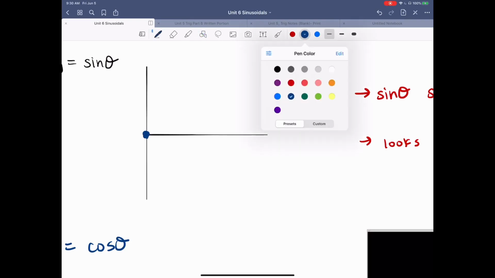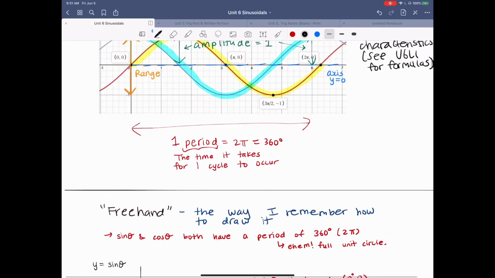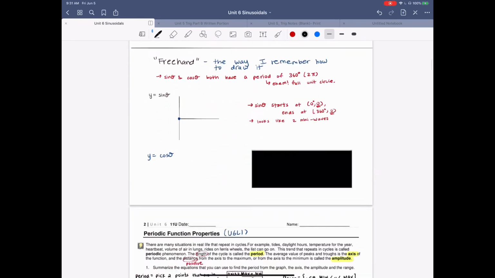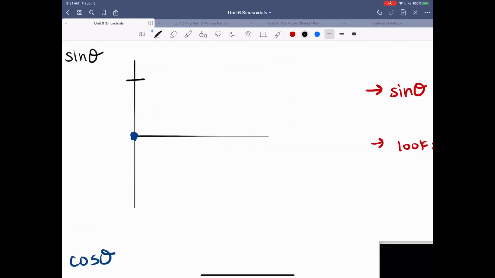And then I know that with my sine theta, it has a max value of 1 and a min value of -1. So that's what I usually draw. So 1 and -1. So I know how to draw from there. And then I usually go, well, I have to end at 360 degrees. That's my end of the cycle for that first cycle.